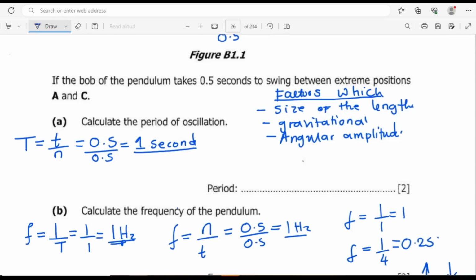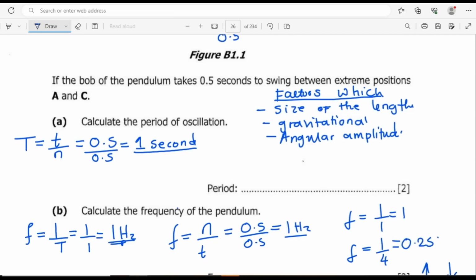Then what are the factors that do not affect the period of a pendulum? The first one is the mass of the bob. Then the second one is the size of the bob. Then the third one is, apart from the size, the shape of the bob. So these are questions that you may encounter.